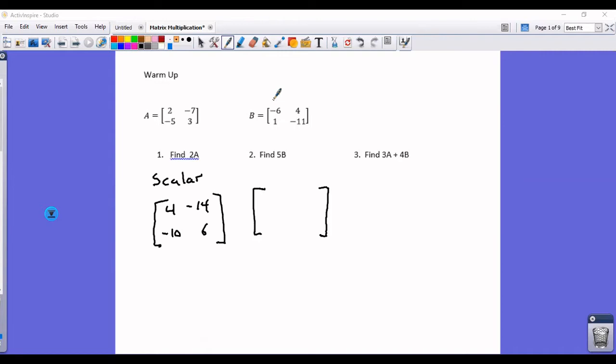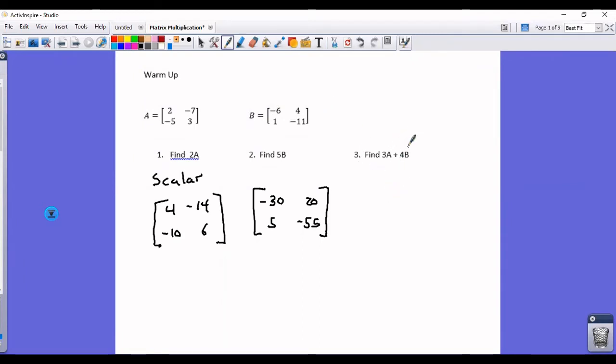All right. Anybody volunteer for 5b? Negative 30, 20, 5, and negative 55. Perfect. Just multiply them all by 5. We usually read matrices going across each row, so get that habit across.